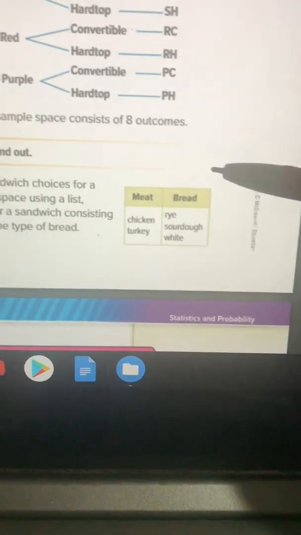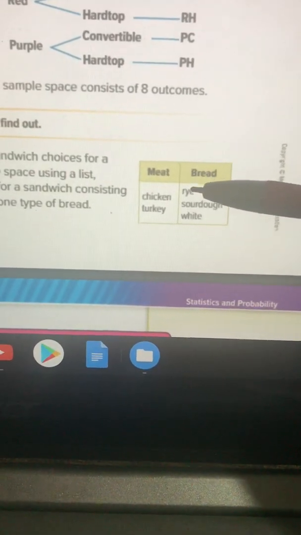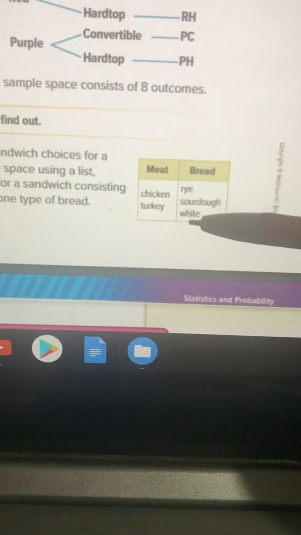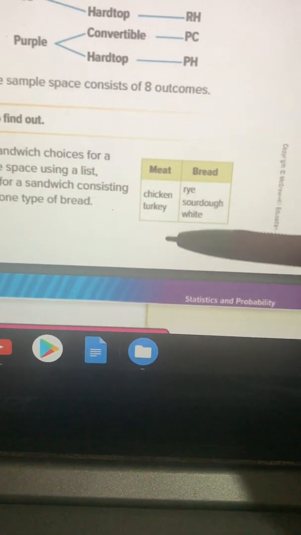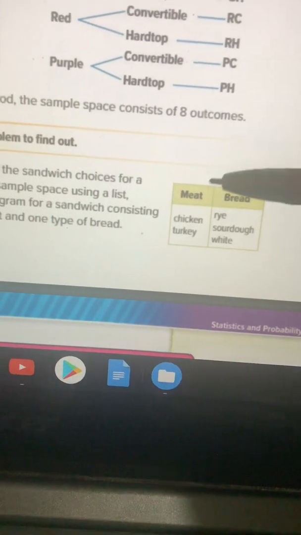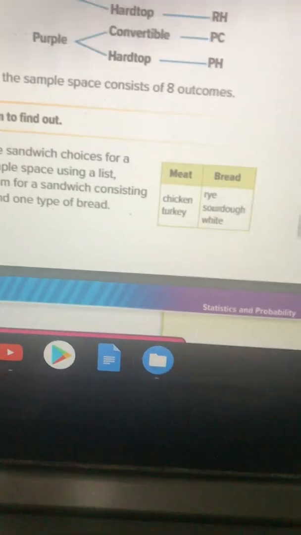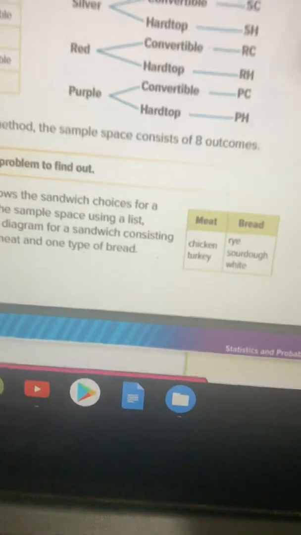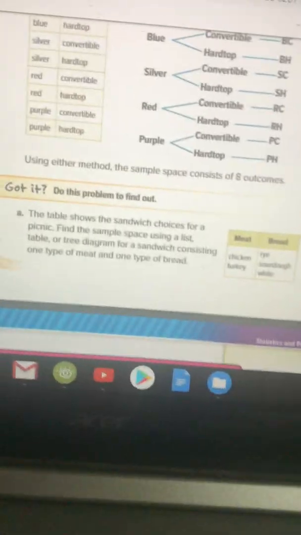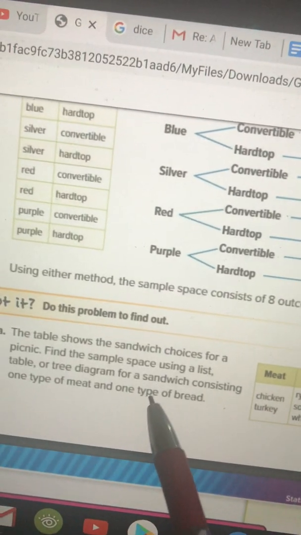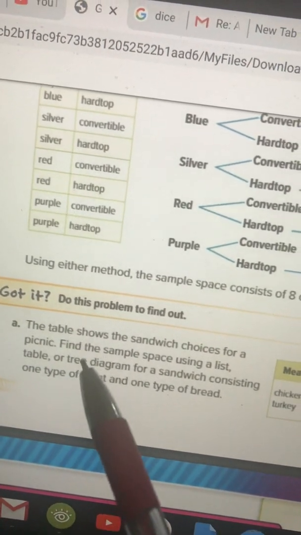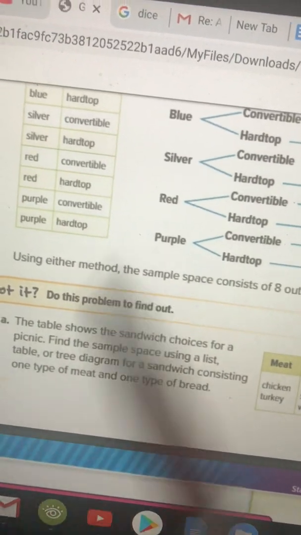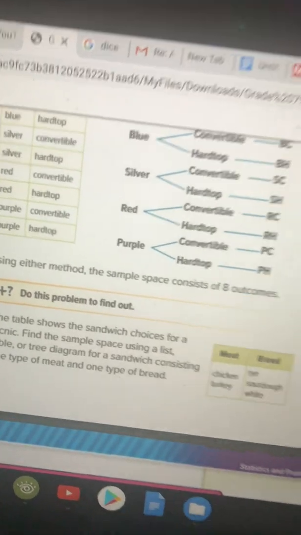And then, how many types of bread do they have? They have rye bread, sourdough, and white bread. They only have 3 types of bread. They are asking you to make a sandwich. How many different ways can you make the sandwich? That's the question. And they told you to use a list, a table, or a tree diagram. One of them. I'm going to do all.